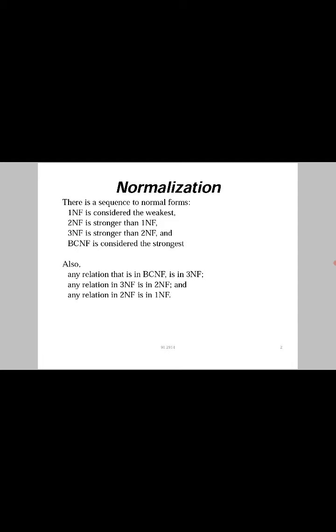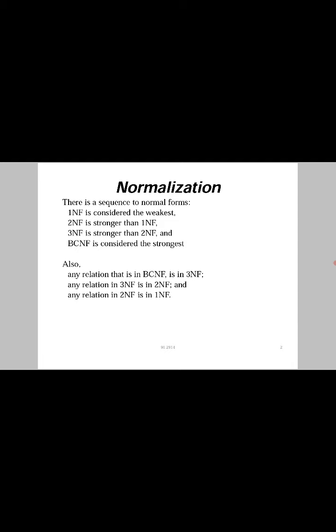The first normal form is called 1NF. So it is a sequence of normal forms. The first normal form is called 1NF, the second normal form is called 2NF, the third normal form is called 3NF, and the last one is called BCNF, Boyce-Codd normal form.